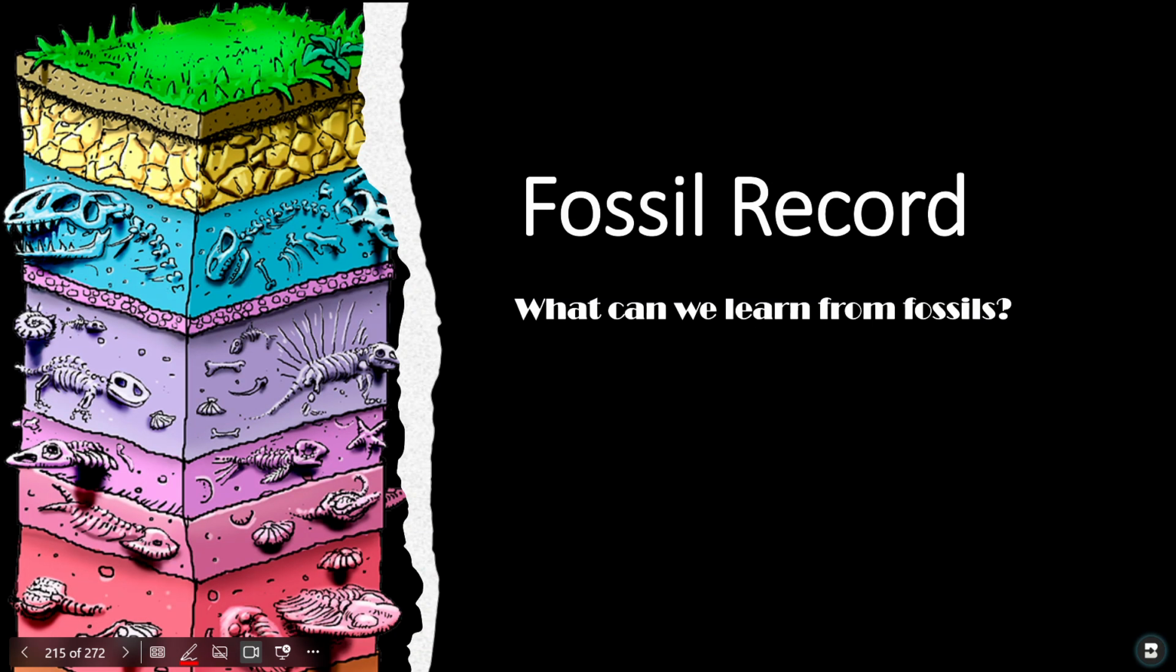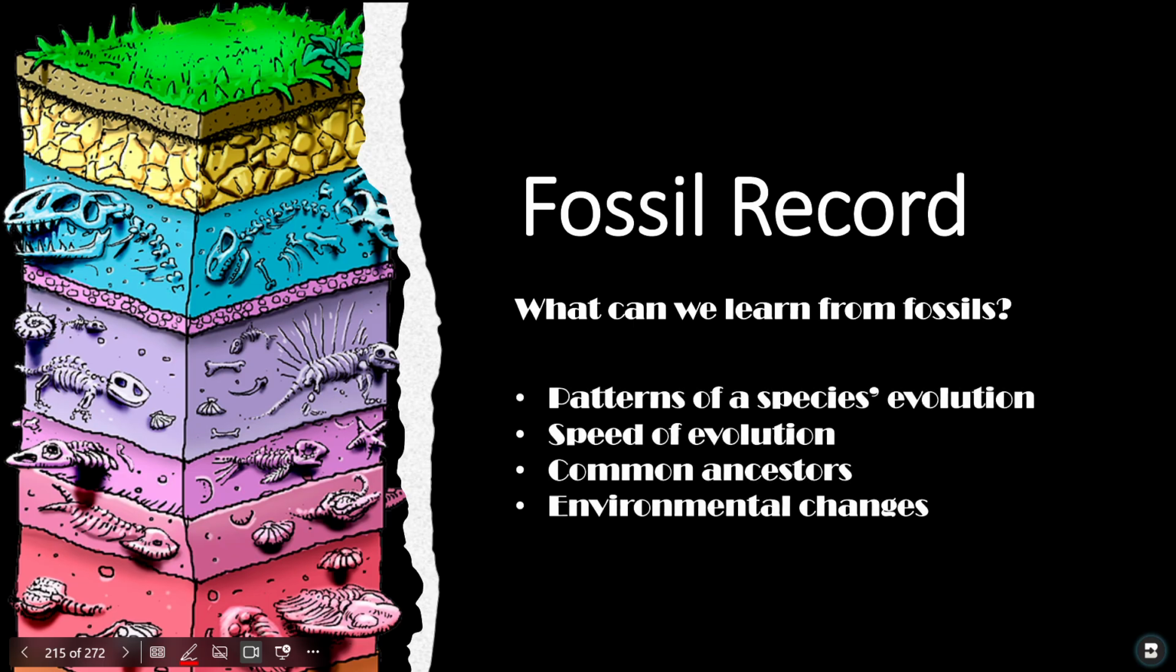All right, now continuing on, let's look at fossil records. In fossil records, what can we learn from them? Well, we can learn how a species evolved. Did it happen very quickly? Did it happen over a longer period of time? We can learn who might share common ancestors based on traits that two fossils have in common. And we can also see what kind of environment these species grew up in.